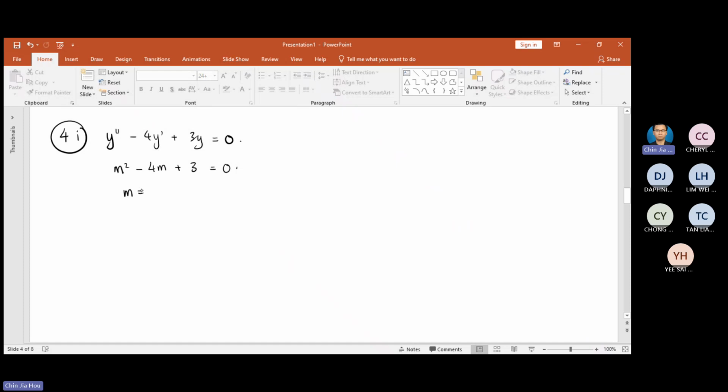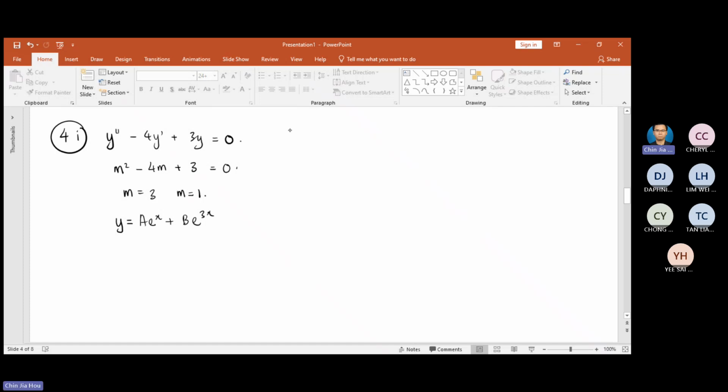Solving this, we get m equals to, I'm always not confident, m equals 3 and 1. So y is a e to the x, this time I use m equals 1 first, followed by e to the 3x. Again, you don't necessarily need to follow me having the a for the e^x. You can put b for the e^x, up to you, doesn't matter. Right, next.